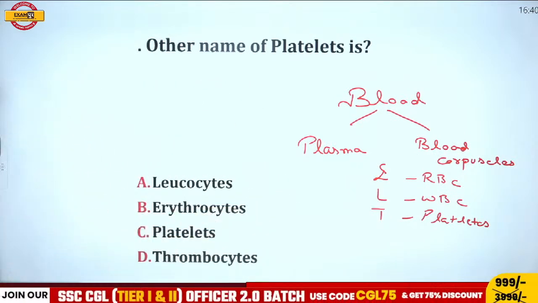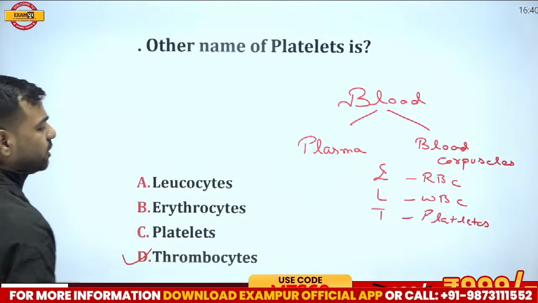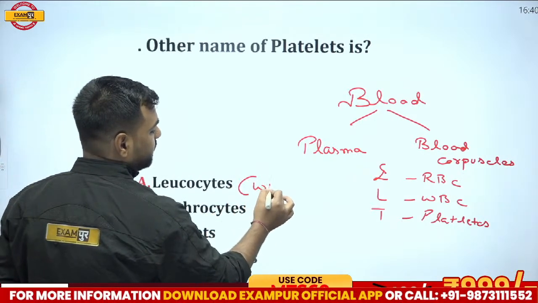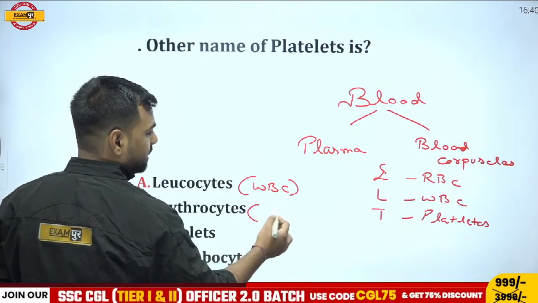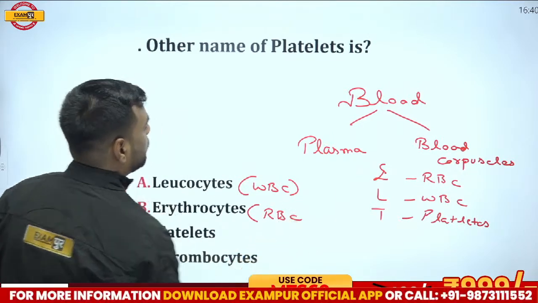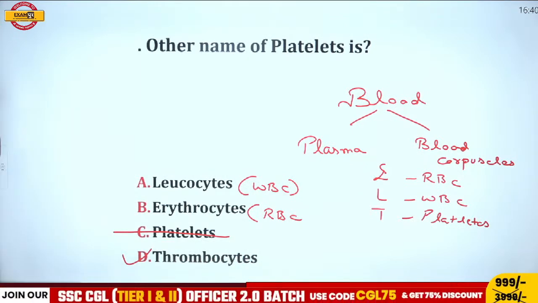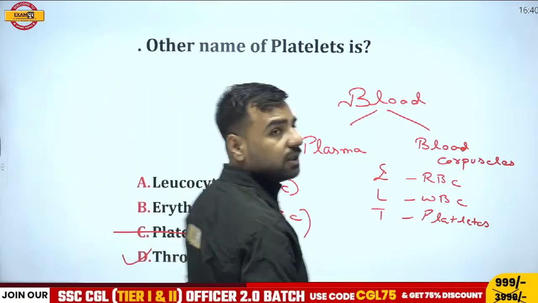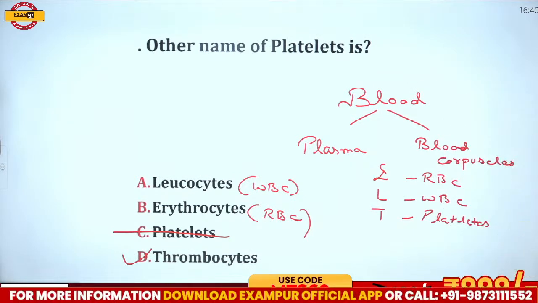If I talk about platelets, what are they? Platelets are actually thrombocytes. Leukocytes are WBCs. And erythrocytes are actually your RBCs. So the question was asked for another name of platelets. So obviously platelets is not going to be correct here. What is the correct answer? The correct answer is going to be thrombocytes. So please remember, this part is very important. Do not forget.